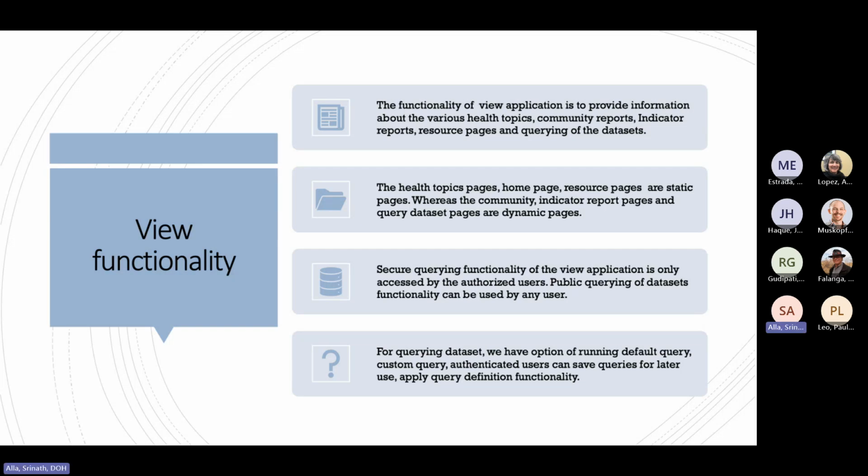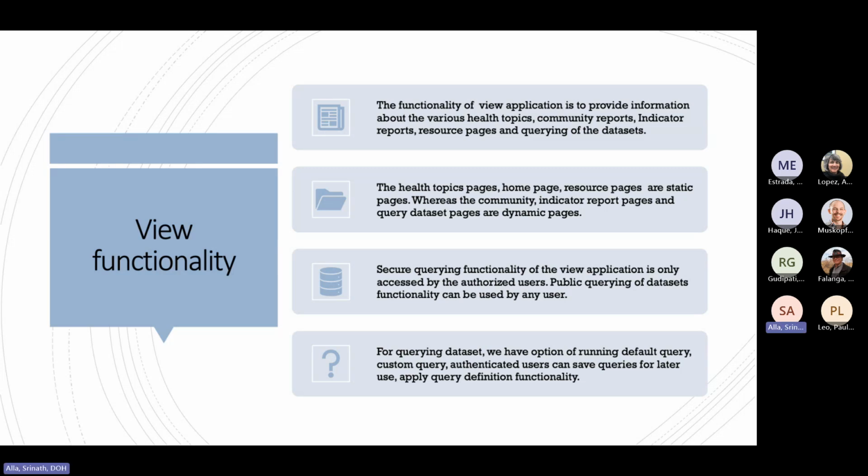So the health topic pages, home pages, and resource pages are almost static pages. The community and indicator report pages are the main dynamic pages, and query dataset pages too. For the community and indicator report pages, we'll get the data from the database where we use the admin application to save the data. We'll be getting the same data from the same database.